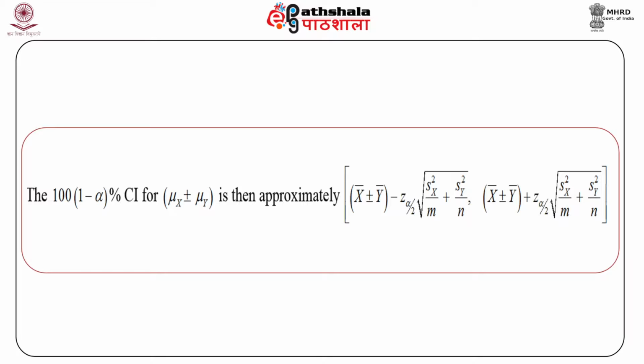Similarly, the 100 into 1 minus alpha percent confidence interval for mu x plus mu y is (x bar plus y bar minus z alpha by 2 into the square root of sigma square x by m plus sigma square y by n, and x bar plus y bar plus z alpha by 2 into the square root of sigma square x by m plus sigma square y by n).